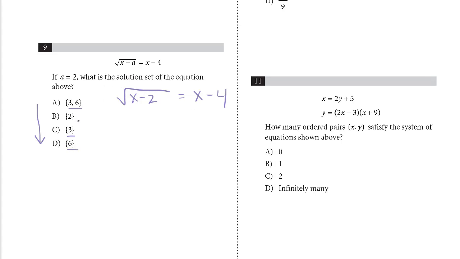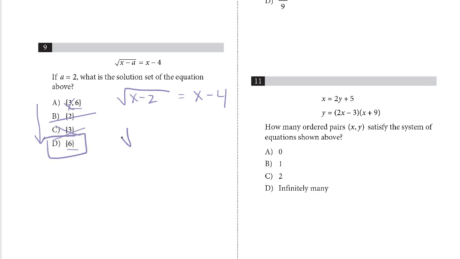Well, let's just check our numbers. 2 minus 2 is the square root of 0. That's 0. 2 minus 4 is negative 2. 2 is not a solution. We kind of knew that already. 3 minus 2, the radical 3 minus 2 is square root of 1. That's 1. 3 minus 4 is negative 1. So this does not work. 3 is not a solution, which means our only answer could be D here.